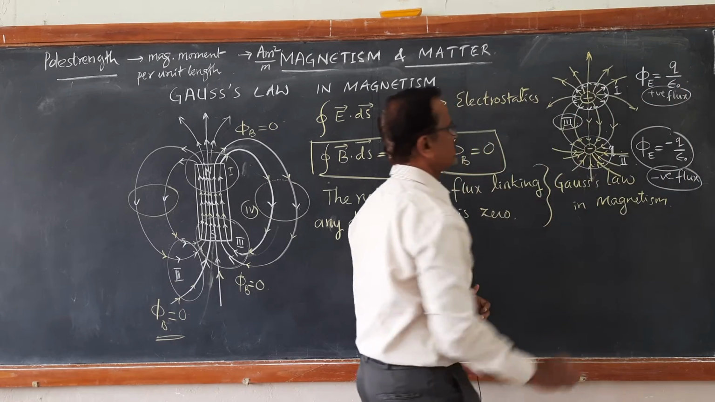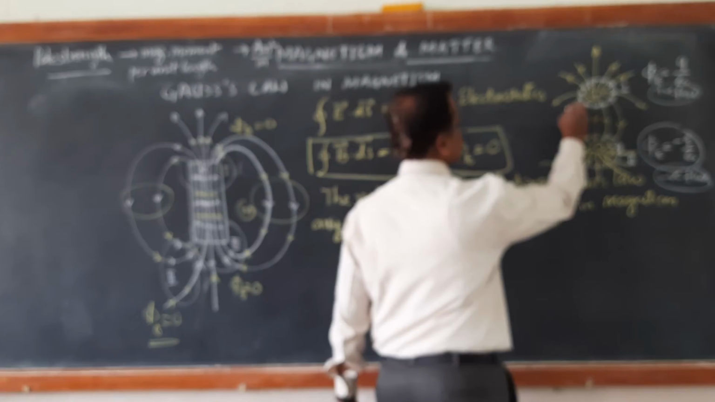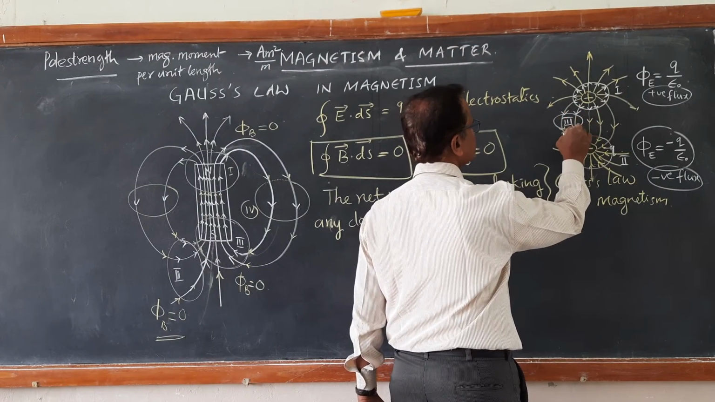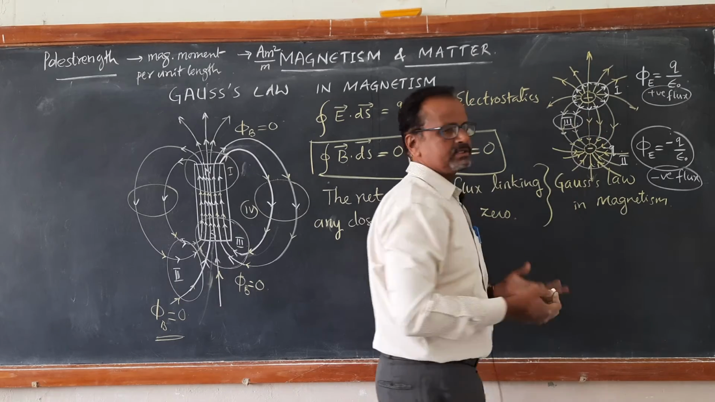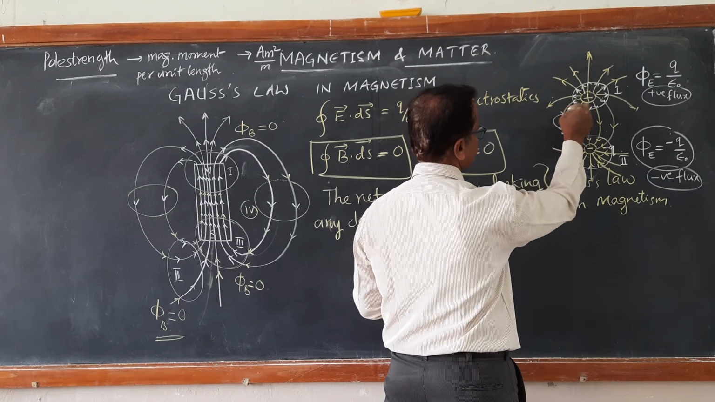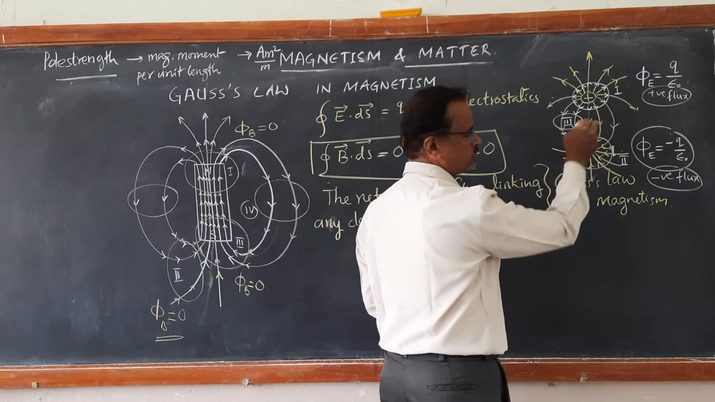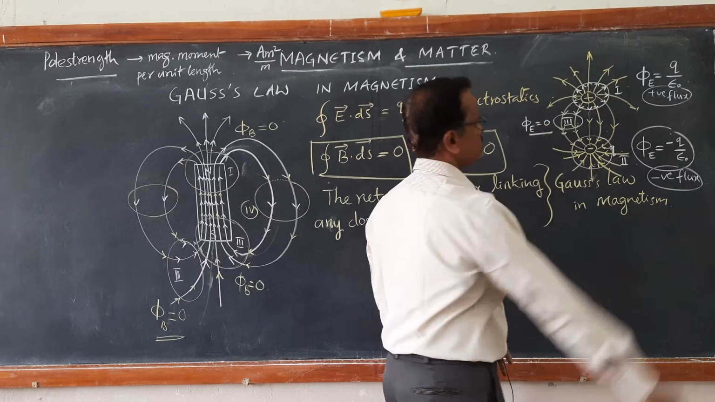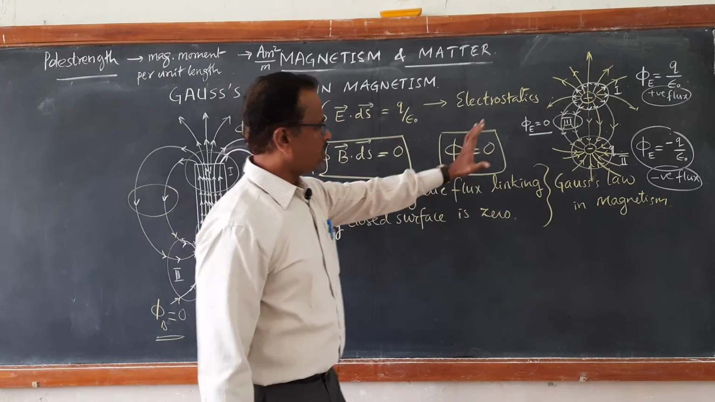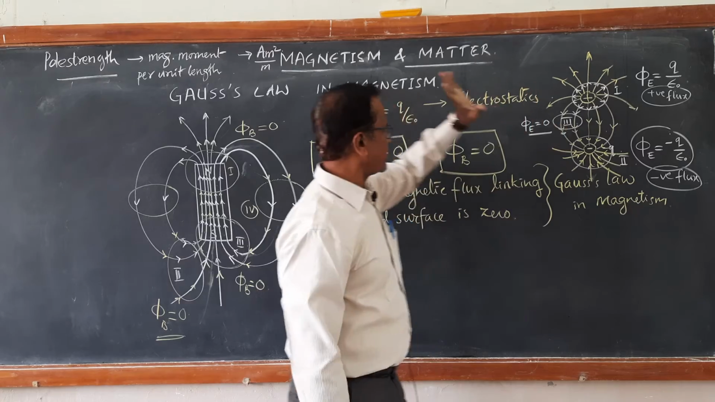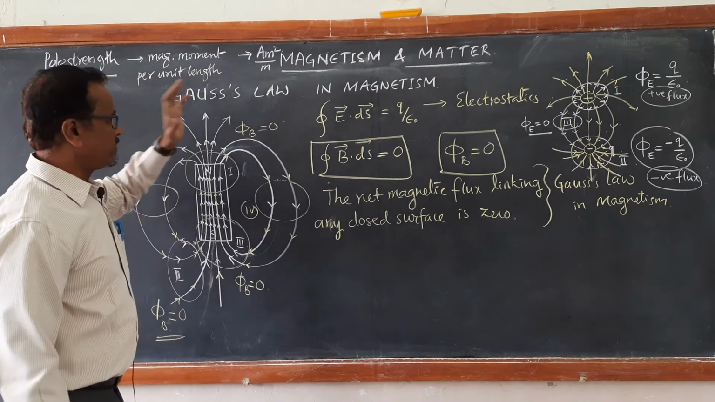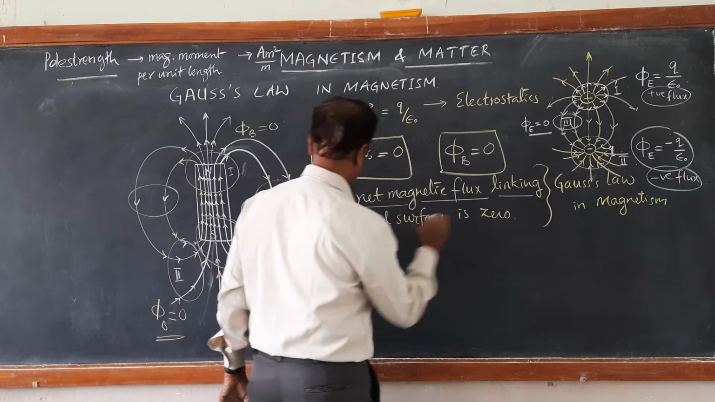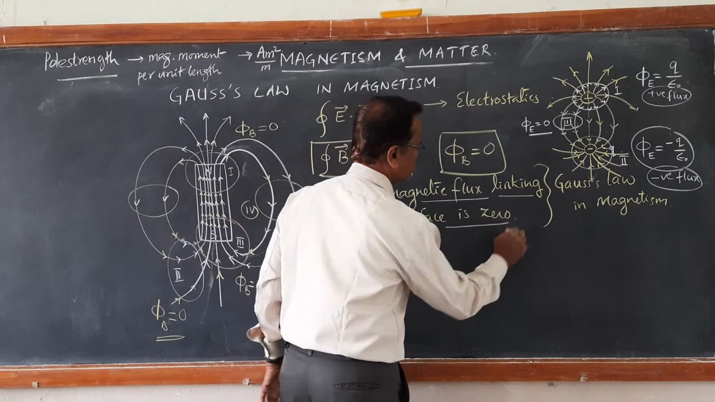And what happens to the third region? In the case of the third region, the number of field lines entering is equal to the number of field lines emerging out. So, the net flux is 0. Minus flux plus flux, the total flux becomes 0. So, for the third region it is 0. That is the difference between Gauss law applied in the case of electrostatics and Gauss law applied in the case of magnetism.